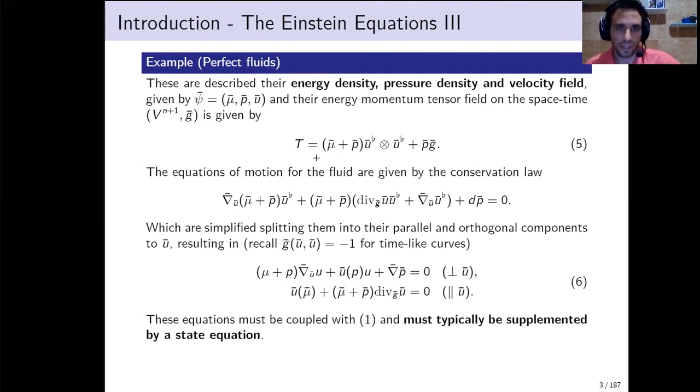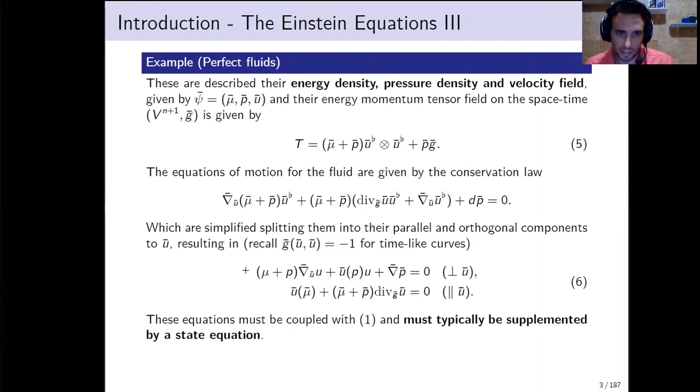And the corresponding energy momentum tensor field is given by this expression here. And when we apply the local conservation laws for this tensor field, we find these equations of motion for the fluid. And we can simplify these equations by splitting them onto the parallel component and the orthogonal components to the velocity field, and recalling that when we have time-like vector fields associated with matter, we normalize them following this convention here.